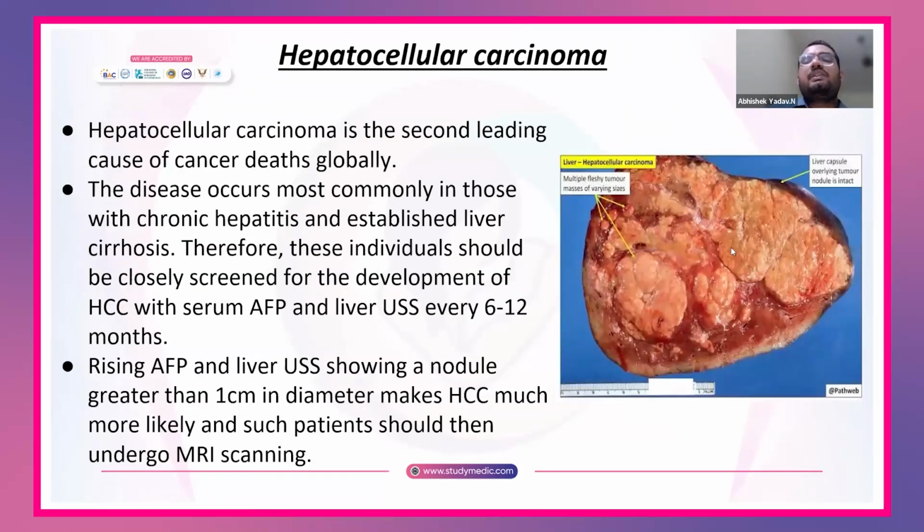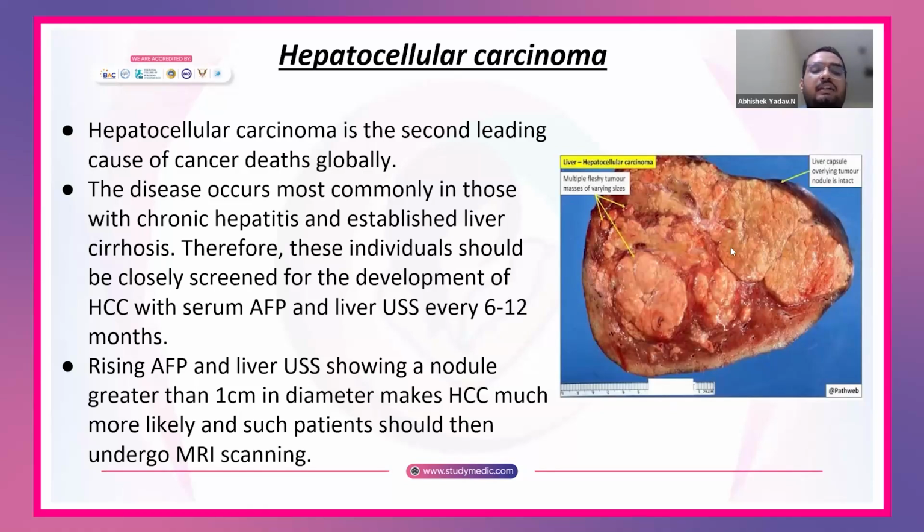So in detail about hepatocellular carcinoma: it's the second leading cause of cancer death globally. It most commonly occurs following chronic hepatitis, either secondary to viral hepatitis, alcoholic hepatitis, or some of the other causes of hepatitis. Eventually the patient will land up in cirrhosis, and cirrhosis will lead to carcinoma. The AFP level will be elevated. USG will be done as an initial line of management.